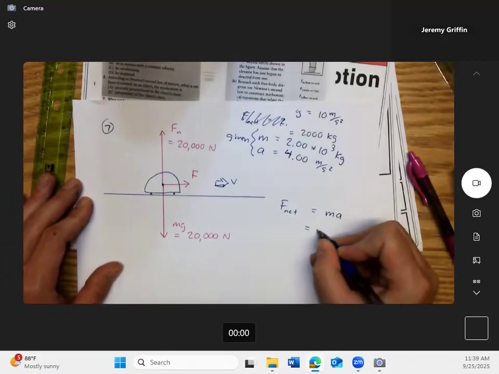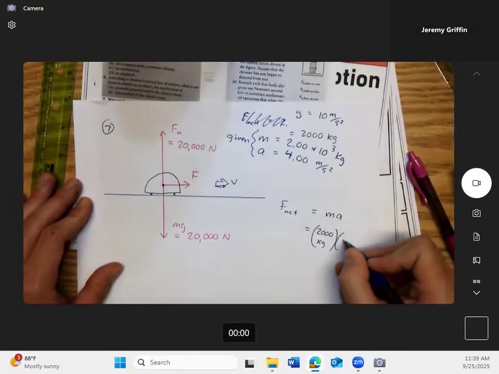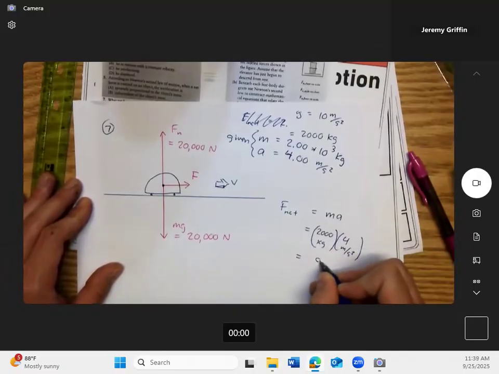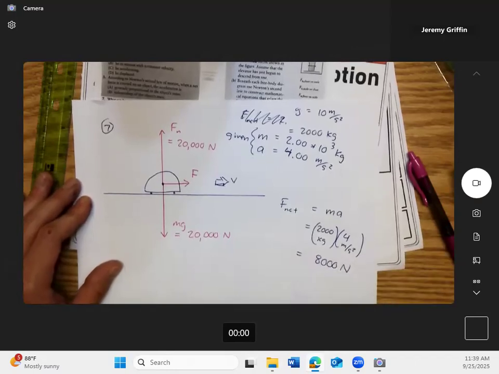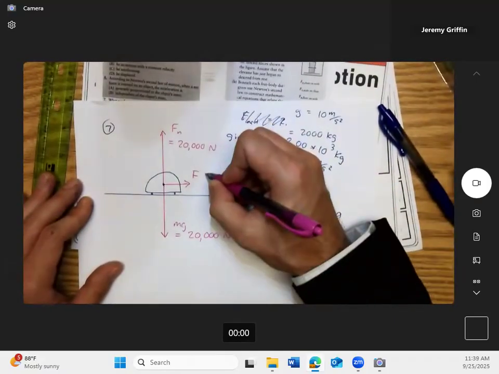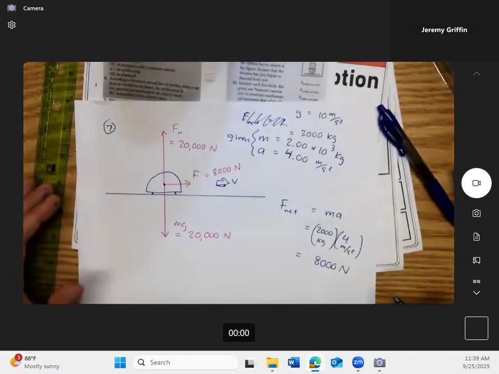Okay. So we've got a 2,000 kilogram car. We're trying to accelerate it at 4 meters per second squared. So put that together. Would that be 8,000 newtons? Is that true? 8,000 newtons? Okay, guys got that? So I think that would be this force right here. Could be 8,000 newtons, right? And that would be the net force.